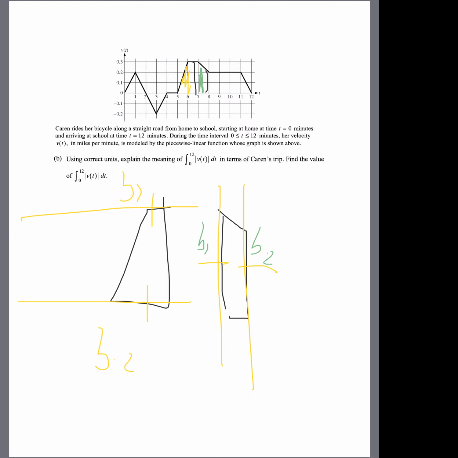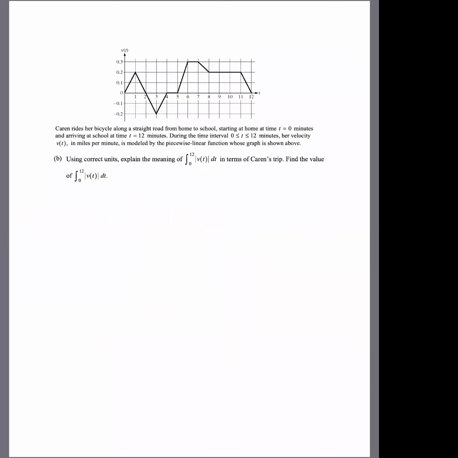So for part C, let me see if anyone can logic this one around. Shortly after leaving home, Karen realizes she left her calculus homework at home and she returns to get it. At what time does she turn around and go back home? Give a reason for your answer. So can anyone tell me when she changes her direction and goes back home?